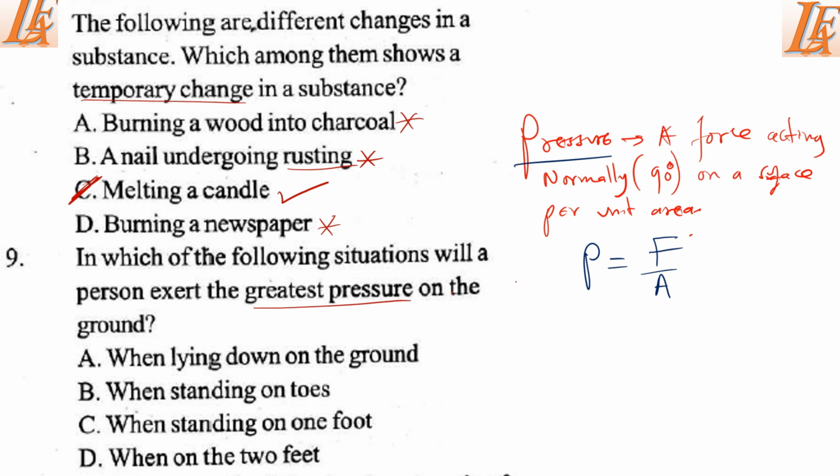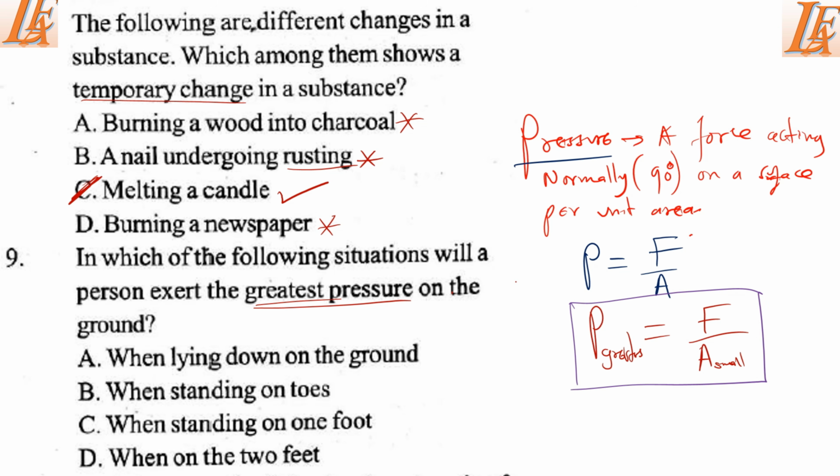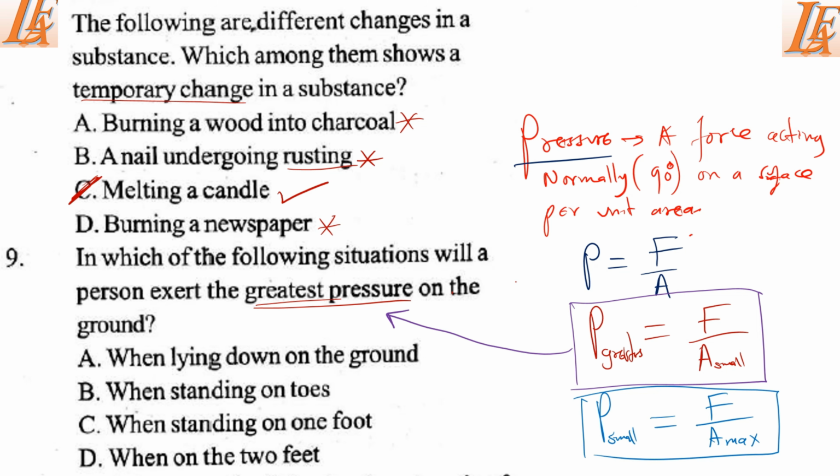So in this case, we are required to find greatest pressure. For us to get greatest pressure, we need a force divided by a small area. That's how you can get greatest pressure. But if you need smallest pressure, then you take a force and divide by the maximum or greatest area. So in our case, where we need the greatest pressure, we'll look at a situation where the area in contact with the ground is small.